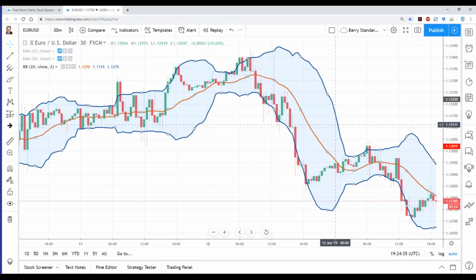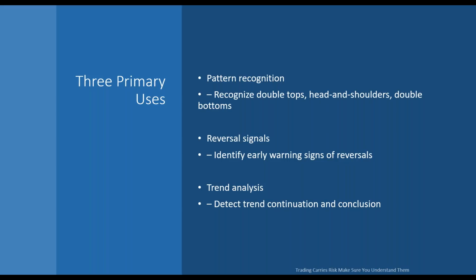So we're done with the calculations. We're done with putting it on our chart. Now, I've gone through all this. What are we going to do with it? How is it going to help us? So, Bollinger Bands provides us several pieces of information. It gives us pattern recognition. It gives us reversal signals. It gives us buy and sell alerts, and it gives us trend analysis.